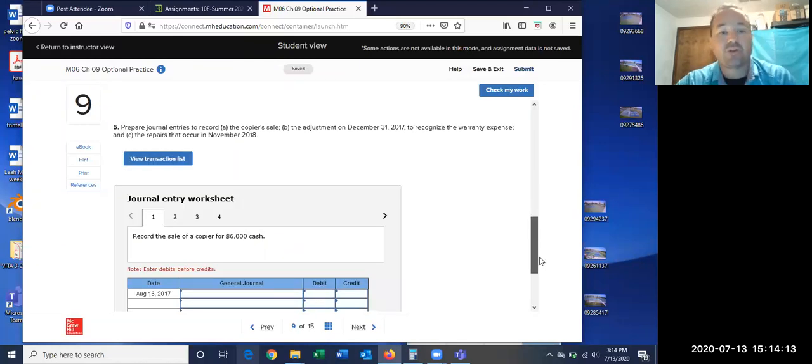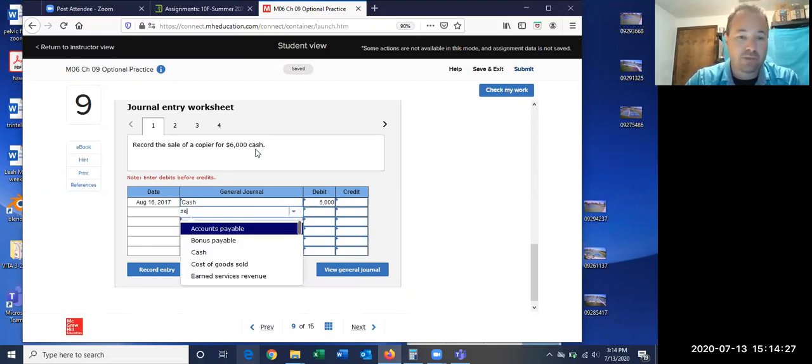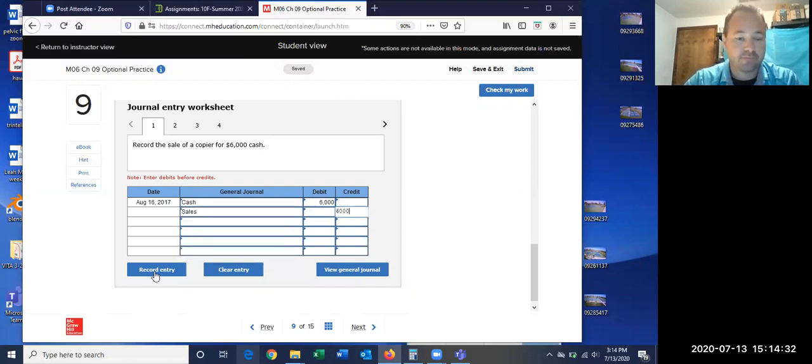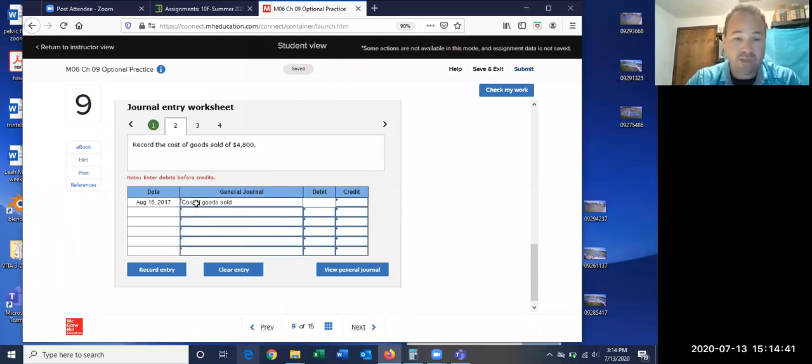Now let's go ahead and do the journal entries. This is just like what we did in our lecture example, where we're going to record the cash sale. So I'm getting cash. They don't say anything about sales tax, so I just put it in as simply our sales. And record part 2, the cost of goods sold. And that was $4,800, taking it out of our merchandise inventory.